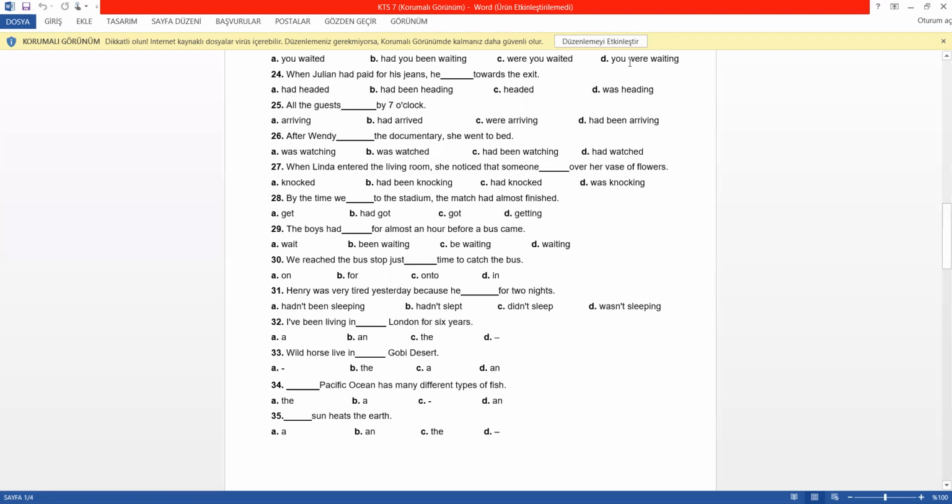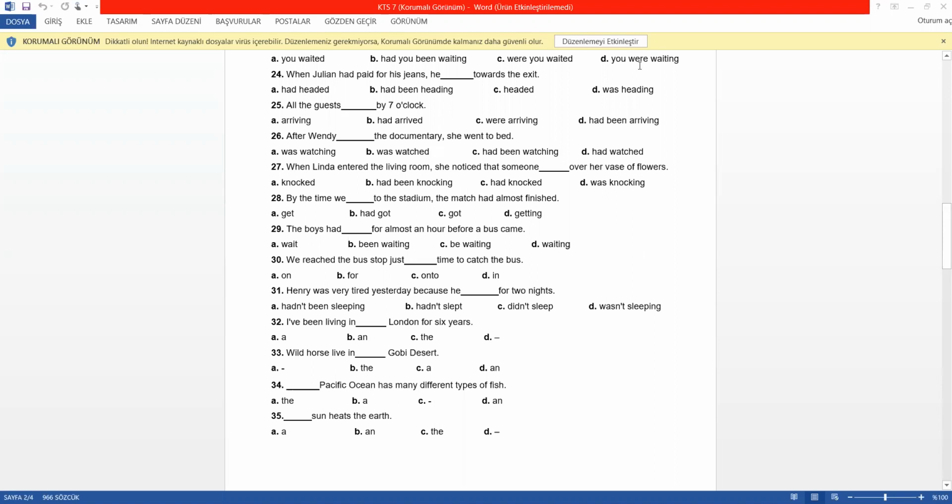In the 31st question, the correct answer is, wait a second. Okay, let us go on. In the 31st question, the relevant answer is B, hadn't slept. Yeah, because as far as this action happened before the other one mentioned in the sentence, we use past perfect tense here.